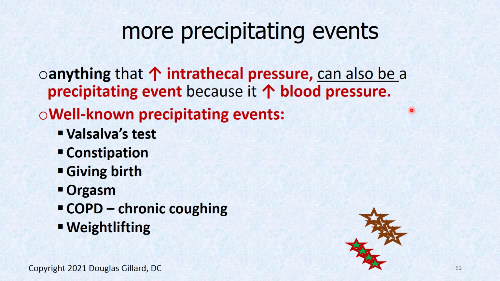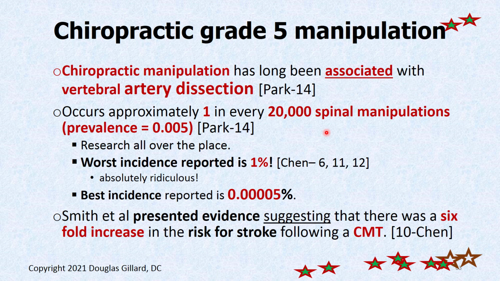Some more precipitating events. The Valsalva's events: constipation, pushing, BPH, Valsalva's, anything pushing and holding your breath, weightlifting, orgasm, anything that raises the intrathecal pressure is a risk. Yeah, grade 5 chiropractic manipulation. Dr. Sousa, I think, is going to really get into this.